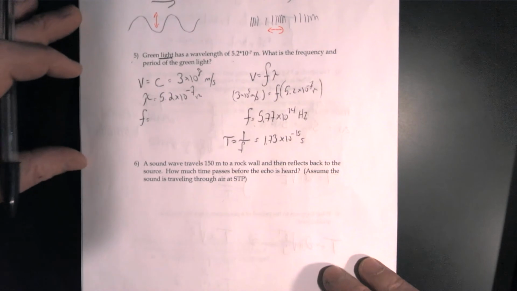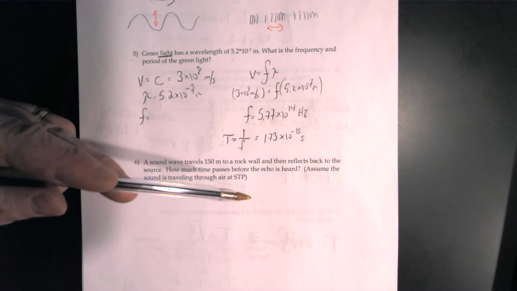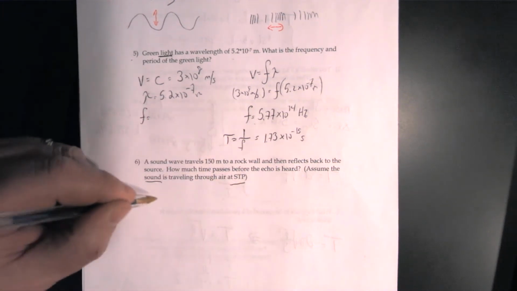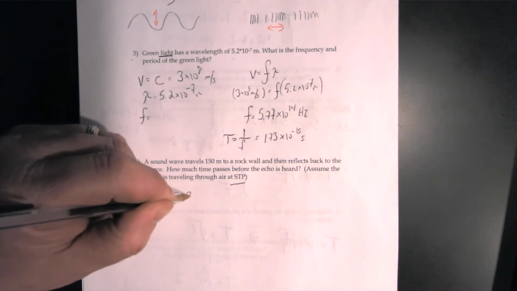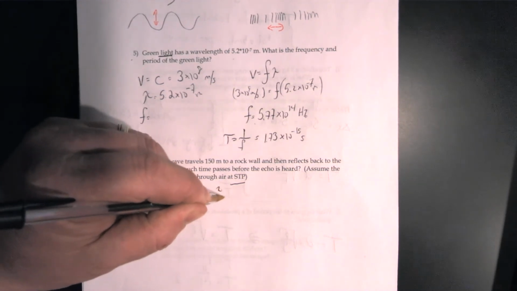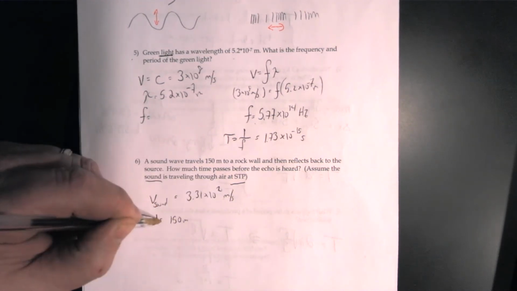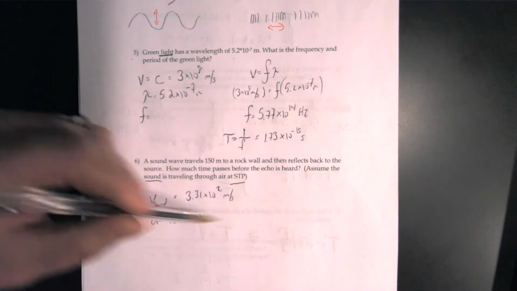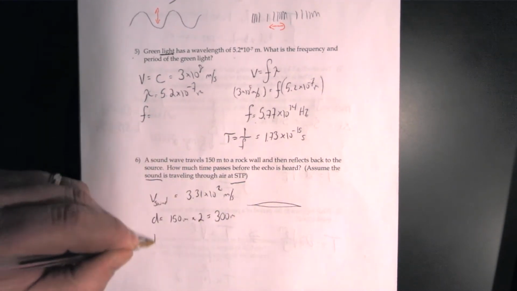Number 6 says the sound wave travels 150 meters to a rock wall and then reflects back to the source. How much time passes before the echo is heard? Assume it's traveling through the air at STP. So since we're talking about sound traveling at STP, we can go to the front page of the reference tables and find the speed of sound at STP to be 3.31 times 10 to the second, so 331 meters per second. We know the distance is 150 meters to get there, but then it's got to come back. So it's actually 150 meters times 2, because it's got to go there and back again. So our total distance is 300 meters, and we're looking for the time that it takes.